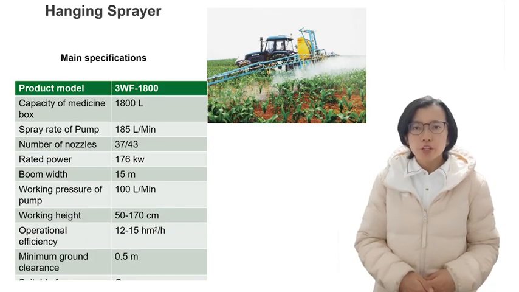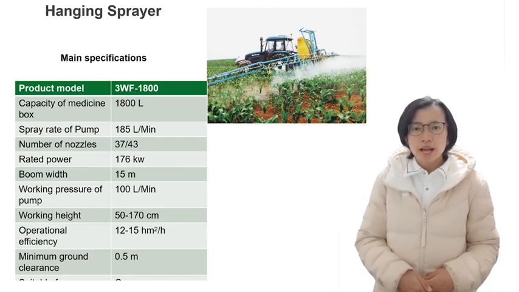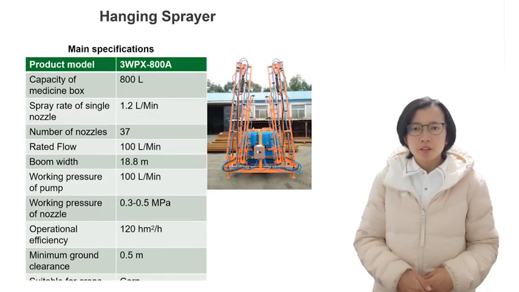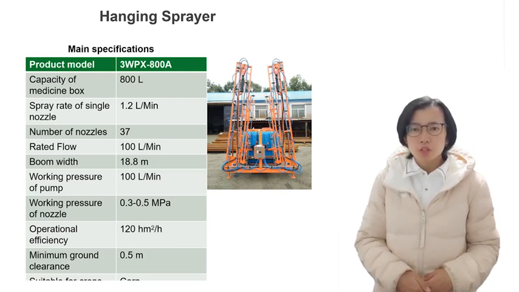And next, I will introduce some boom sprayers. This is a hanging sprayer. The main specification of it: the capacity of the medicine box is 1,800 liters. It is large. Another hanging sprayer, the capacity of the medicine box is 800 liters. It is not very large. And the spray rate of a single nozzle is 1.2 liters per minute.